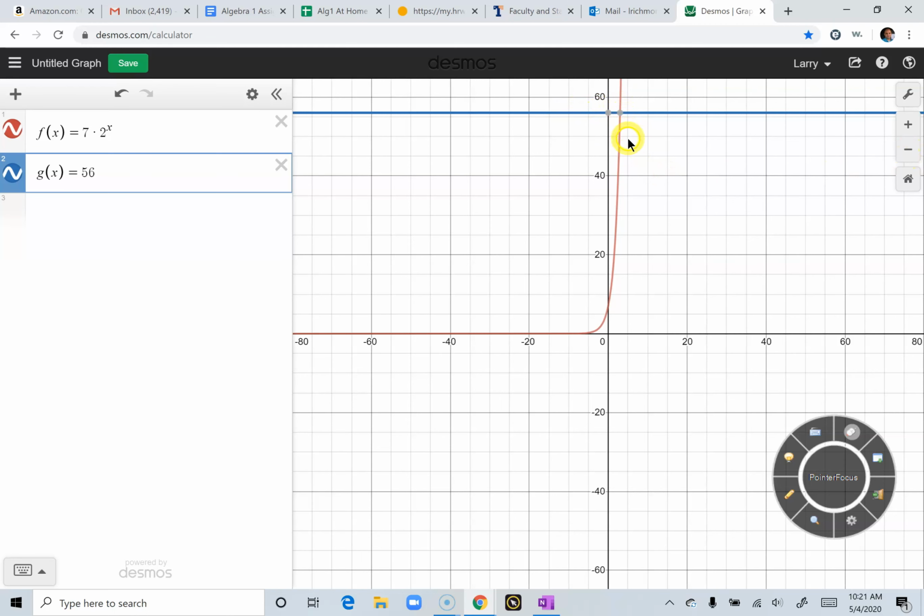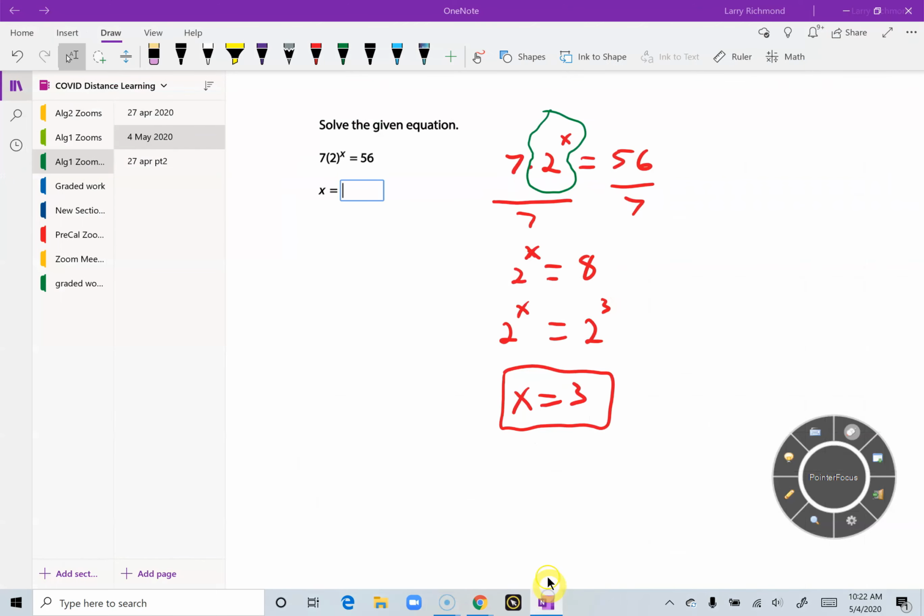What we're interested in is where the two curves intersect. And more specifically, we're interested in the x value. We know the y value is going to be 56, but it's the x value we're interested in, 3. As we saw previously, 3 is the solution to this equation. That concludes this video.